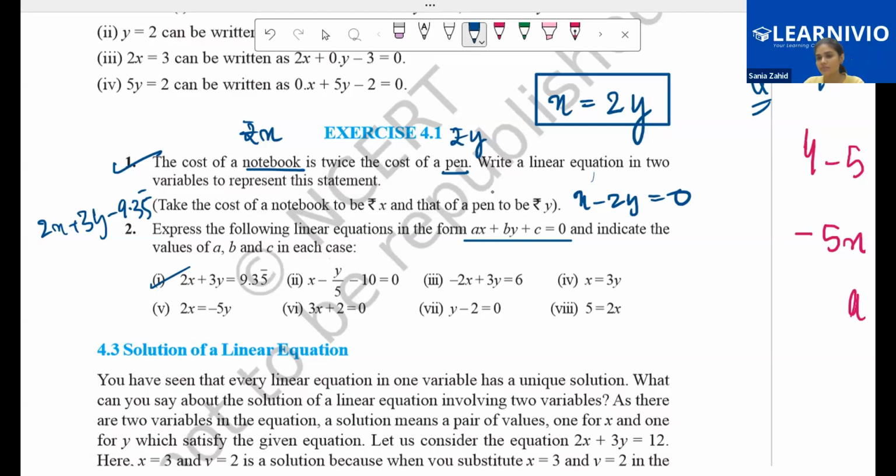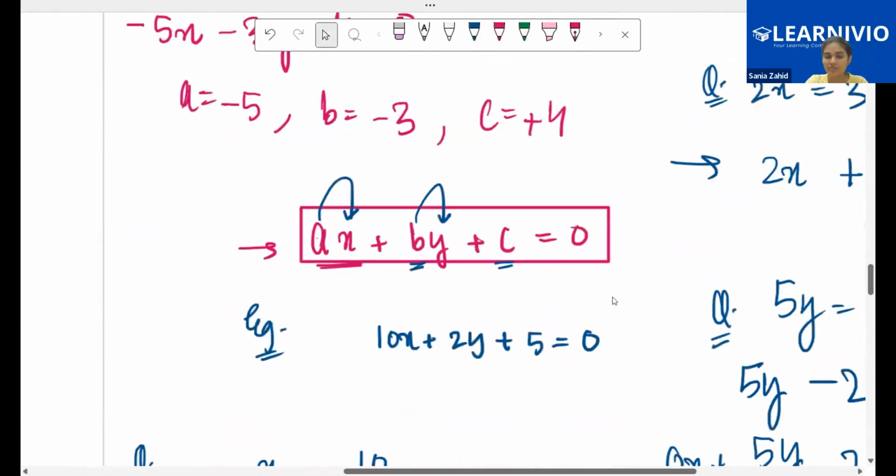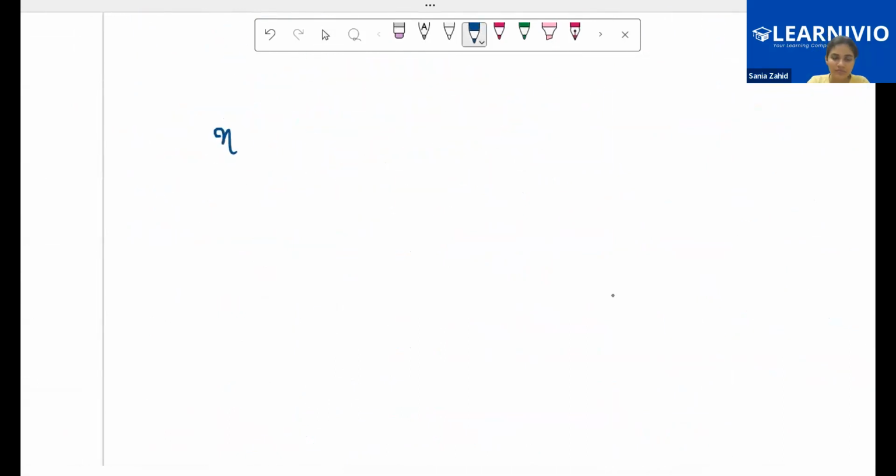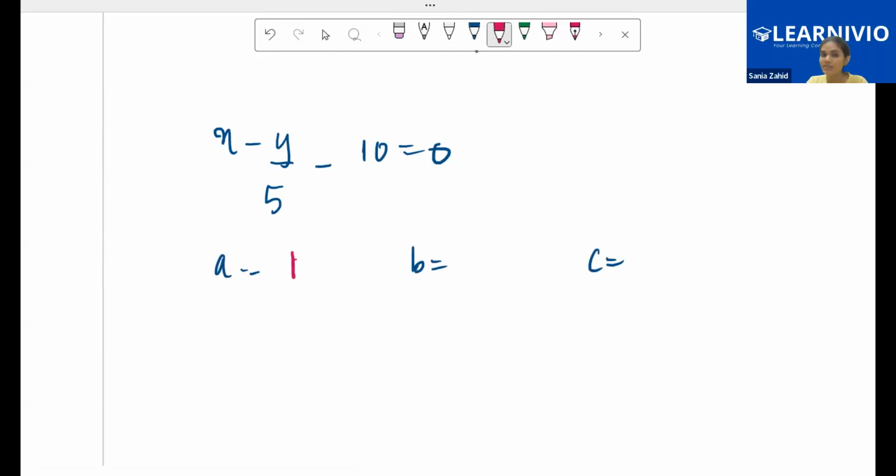Now the third one, Abdullah, tell us. Mom, I didn't understand the second one. You told the answer, Hafsa, but you didn't understand. Okay, no problem. So this is your question: x minus y by 5 minus 10 gives you 0, right? Do you see that this is already in the general format? You have x, then y, then c. So you just have to tell me what is a, what is b, and what is c. What is the number attached with x? There is no number, that means 1. What is c? Minus 10.